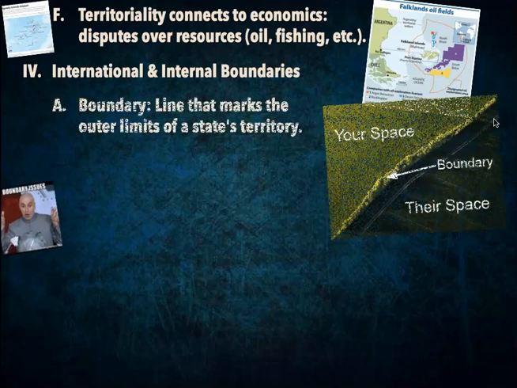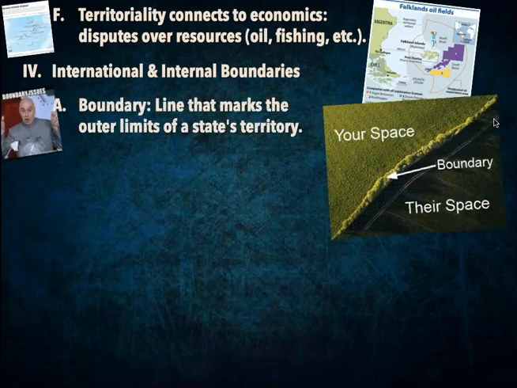All right. What we're going to do with this is start with just the basics: what is the definition of a boundary? When we look at the territory that a state controls, a boundary is basically, like the image says, where their space ends and someone else's space begins. And so that's the big definition.